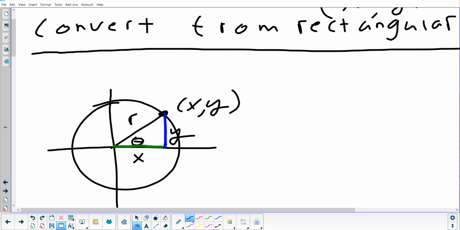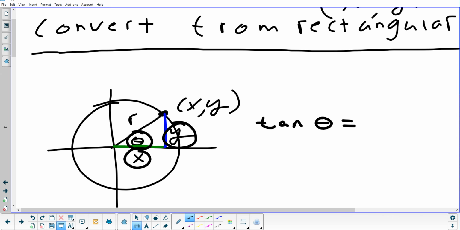How could you get r if you know x and y? R is the distance from the origin. Yep, Pythagorean theorem. We're going to write that down in a minute, but you're going to use Pythagorean theorem. And what trig function relates the x and the y? Yep, tangent. Remember we didn't use tangent before. We're going to come back to it, and I'll show you switching it. That's because we're going the other way.